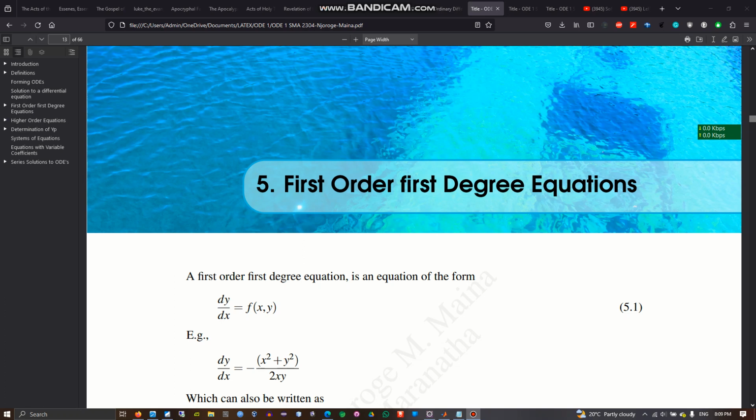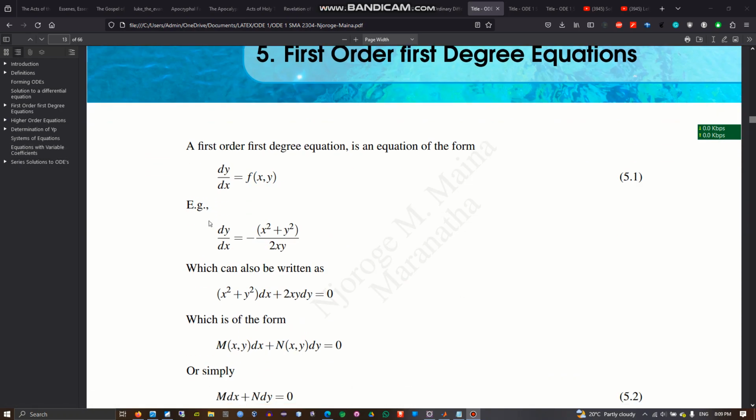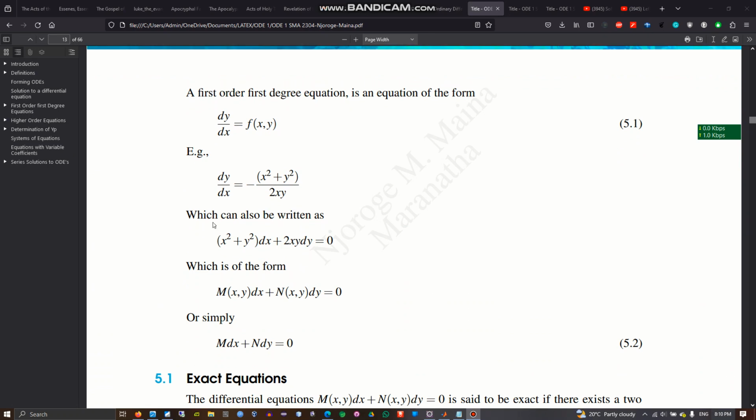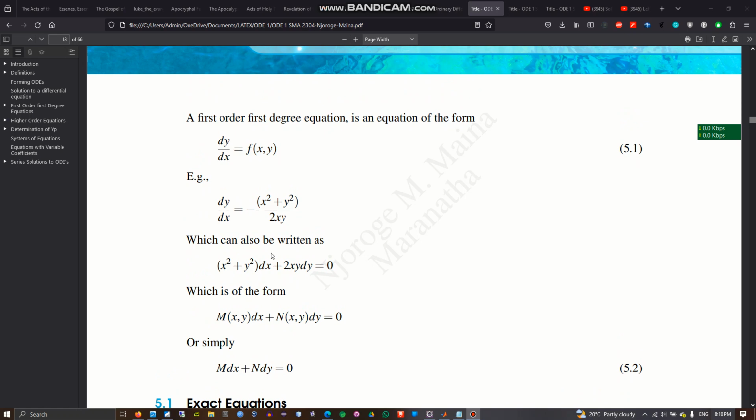So a first order, first degree equation refers to a specific type of mathematical equation involving a single variable, usually denoted as y, and its derivative or rate of change with respect to another variable, often denoted as x. In simpler terms, it's an equation where you have an unknown function y and its first derivative y prime, or rate of change in relation to another variable. Most often x can be t, depending on the context.